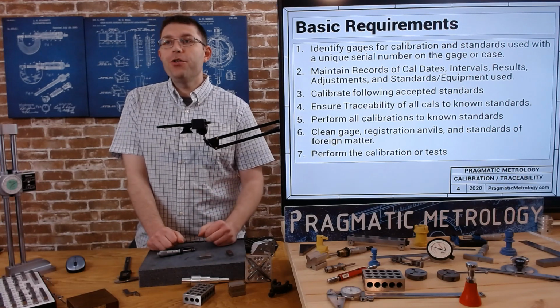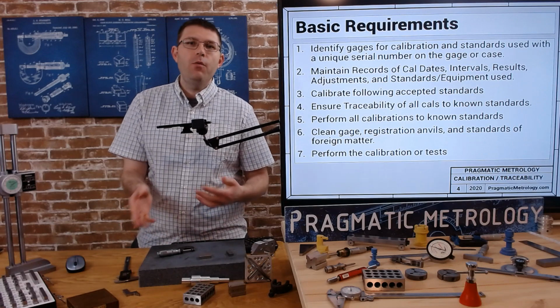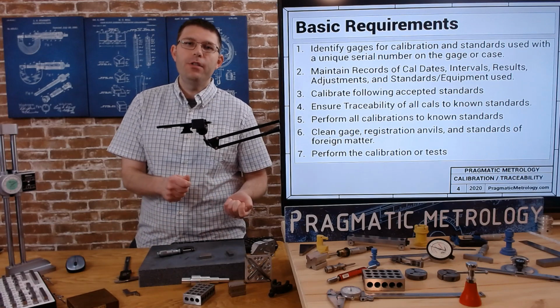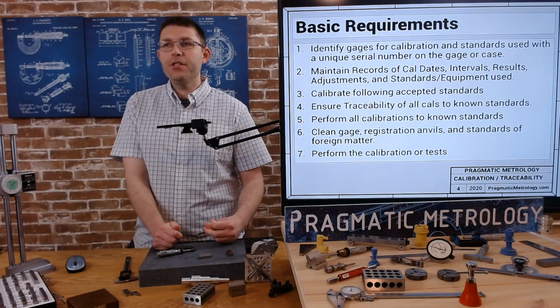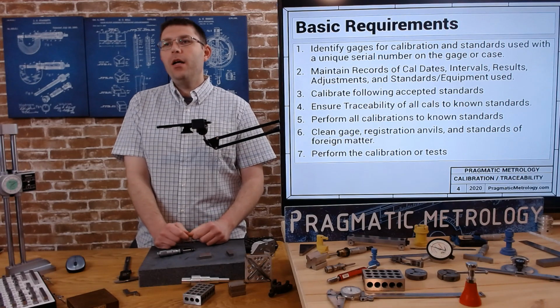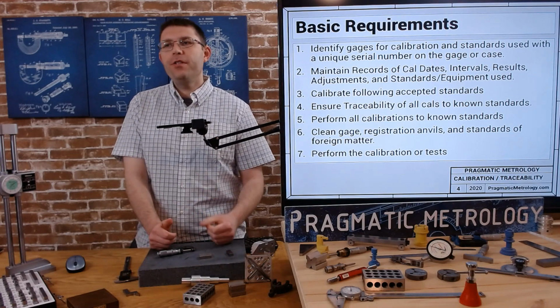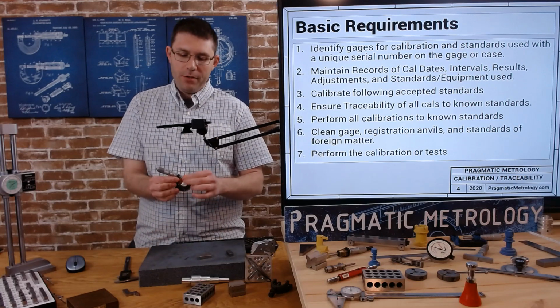Then you need to ensure traceability of all calibrations to known standards. So that means documenting what standards you're using, what gauges you're calibrating with. Perform all calibrations to the known standards. So do your physical calibration. Clean the gauge, register the anvils. Clean the gauge and the anvils of foreign matter.